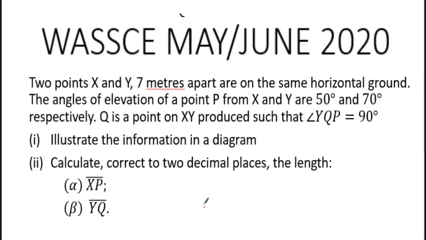Two points X and Y, 7 meters apart, are on the same horizontal ground. The angles of elevation of a point P from X and Y are 50 degrees and 70 degrees respectively. Q is a point on XY produced such that angle YQP equals 90 degrees. 1. Illustrate the information in a diagram. 2. Calculate, correct to 2 decimal places, XP and YQ.